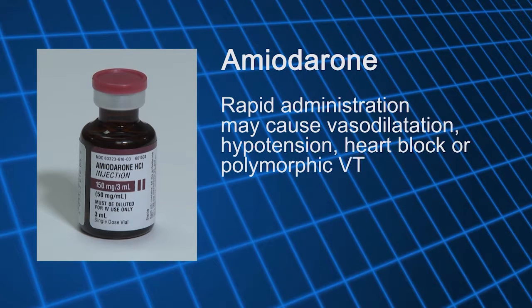Rapid administration of amiodarone may cause vasodilation and hypotension, heart block, or polymorphic ventricular tachycardia.